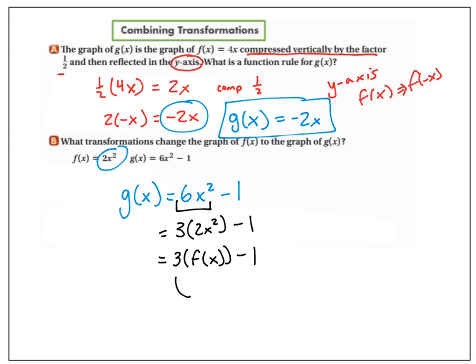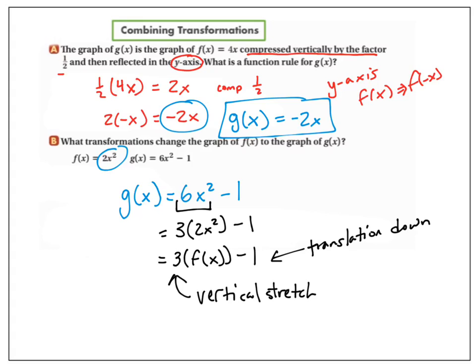It says what transformation changes the graph. So we know we have a vertical stretch, and then the other being a translation down. So the two changes would be a vertical stretch by 3 and a translation down by 1.